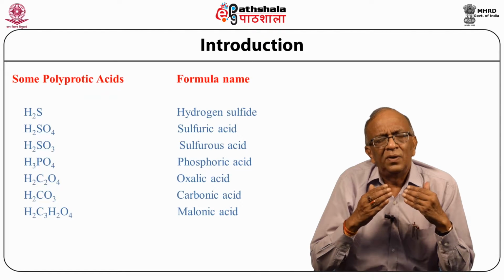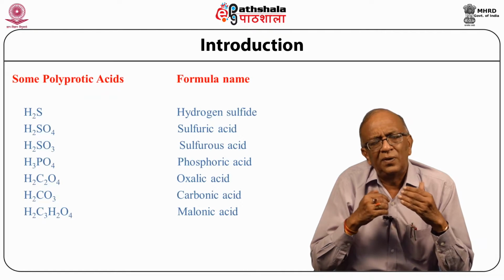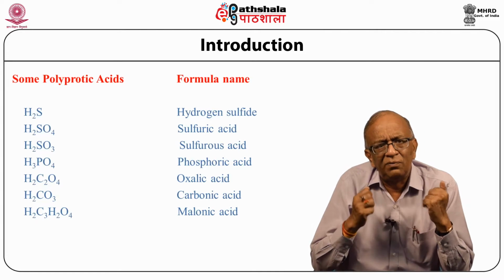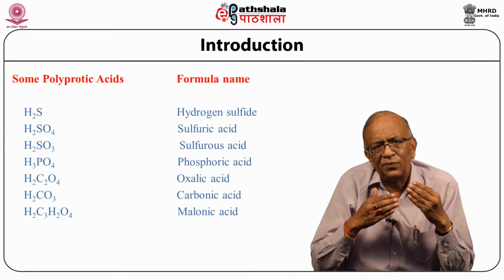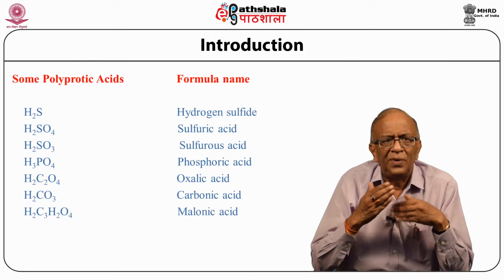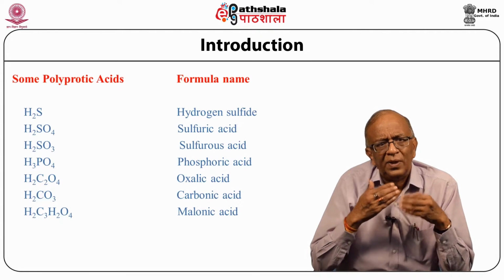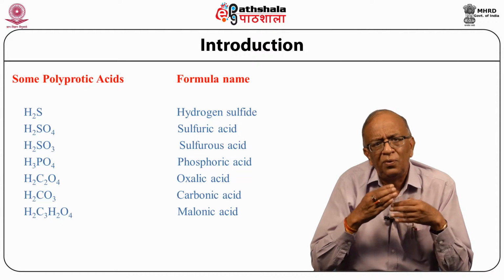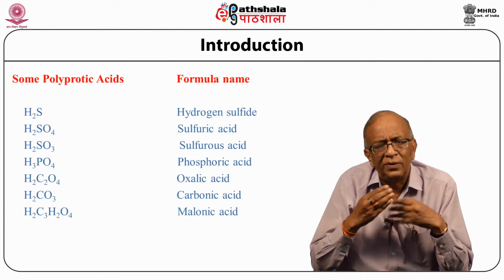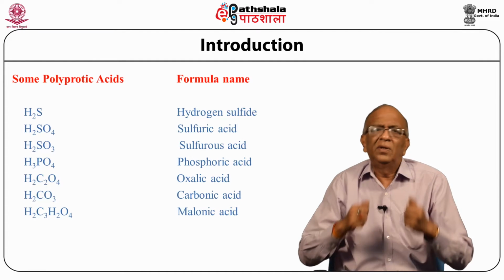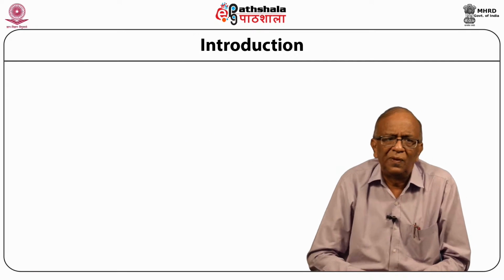These are hydrogen sulfide. Hydrogen sulfide has two ionizable protons. Sulfuric acid, H2SO4, has two ionizable protons. H2SO3, sulfurous acid, two ionizable protons. Phosphoric acid, H3PO4, because it is H3, has three ionizable protons. Then oxalic acid, H2C2O4, has two ionizable protons. H2CO3, carbonic acid, has two ionizable protons. And malonic acid also has two ionizable protons, and similarly two pK values.